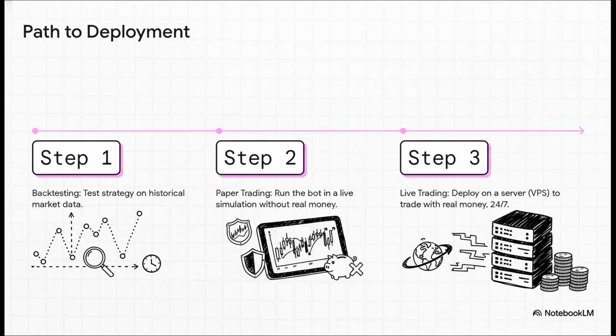First, you backtest. You have to test your logic on old data to see if it even had a chance of working in the past. If that looks good, you move to paper trading. This is a live simulation with no real money on the line, and it confirms your bot works in the current market. Only after it passes both of those tests do you even think about deploying it on a server to trade with real money.